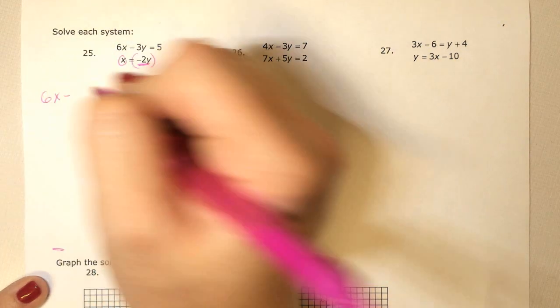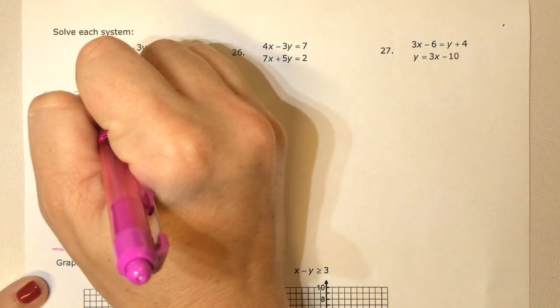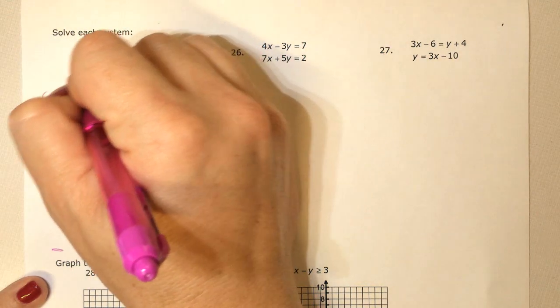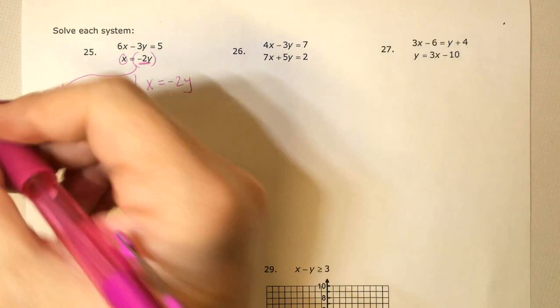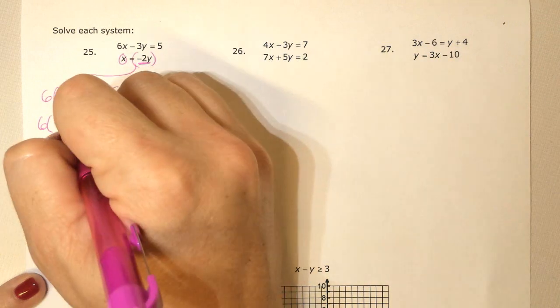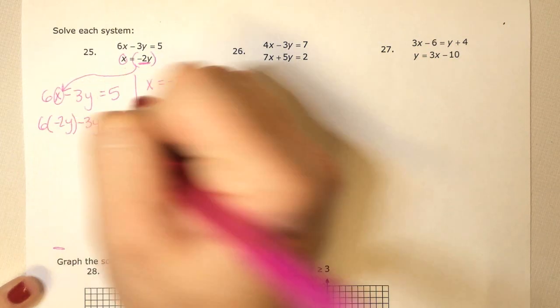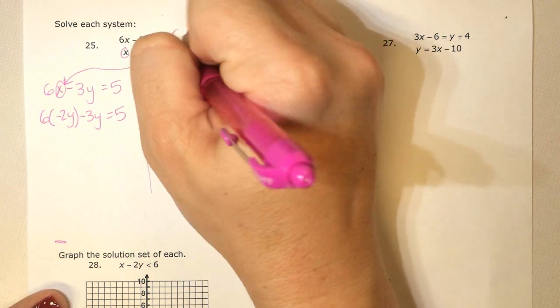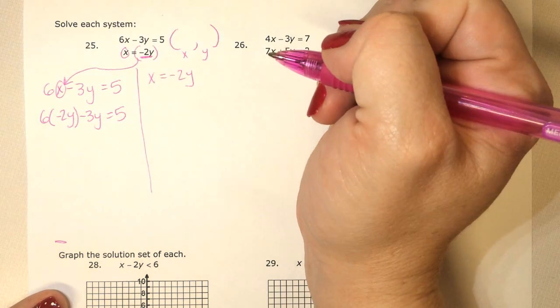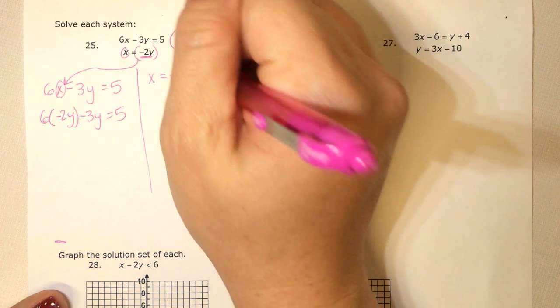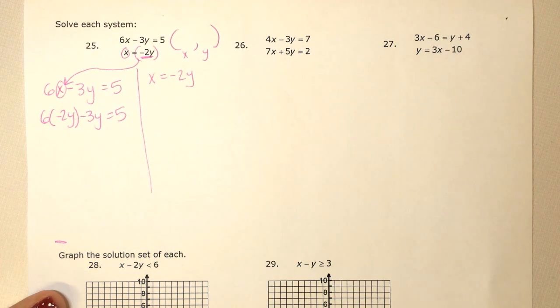So 6x minus 3y equals 5. And I know x equals negative 2y, so I can replace x with negative 2y and solve. So I get 6, and instead of x, I'm going to put negative 2y, minus 3y equals 5. And I'm going to solve for y, and that's going to give me half of my solution, because remember, your solution is a point. It's a point where the two lines touch or intersect. It's where they're the same. And so I'm going to be able to fill in part of my point.